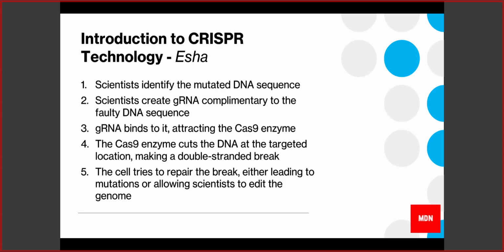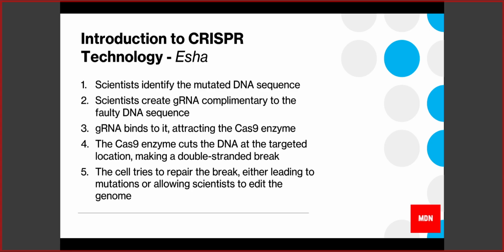Researchers took inspiration from this mechanism and developed CRISPR-Cas9 gene editing technology. The procedure in humans is pretty similar, but it has some fundamental differences. First, scientists identify a sequence of the genome causing a health problem. For example, a mutation in the CFTR gene causing cystic fibrosis. Then, they create a guide RNA, gRNA, complementary to that faulty DNA sequence. Because unlike in bacteria, humans don't create gRNA to combat problems in DNA.